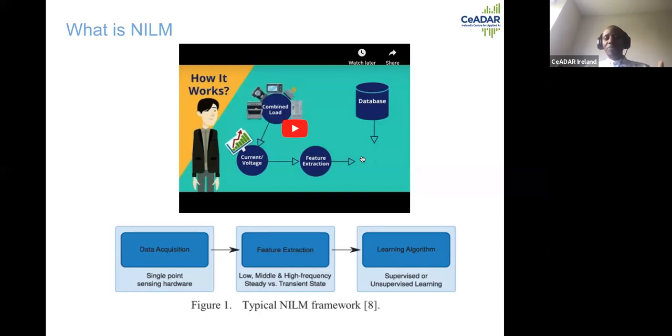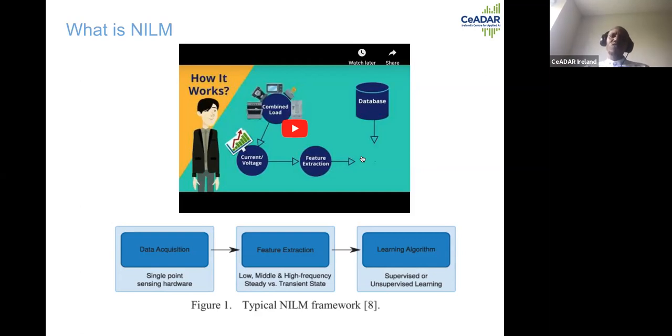To be able to use this, first of course, you need to monitor data, recording the power consumption data at a single point source. This can be done by using, for example, a smart meter, or a current or voltage sensor, or a smart plug. You can get this information that way.